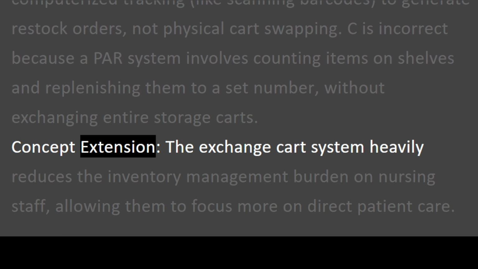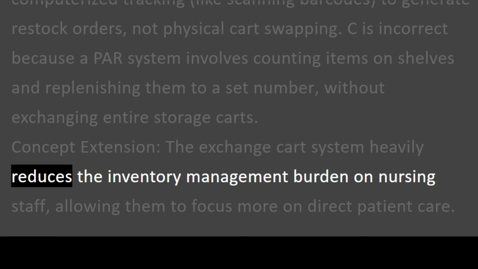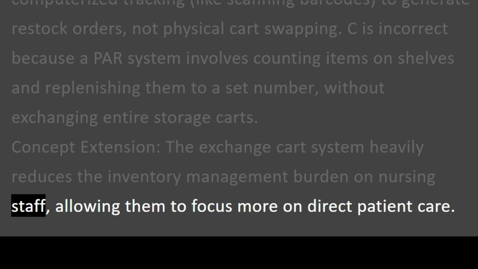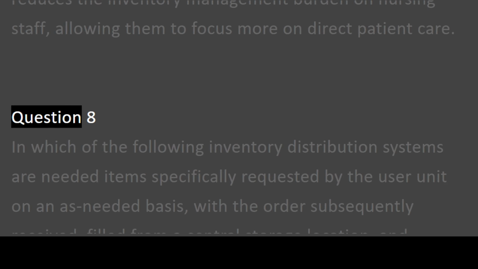Concept extension. The exchange cart system heavily reduces the inventory management burden on nursing staff, allowing them to focus more on direct patient care. Question 8.